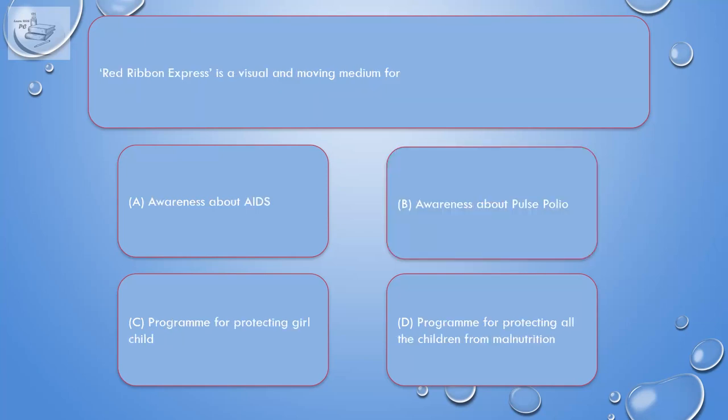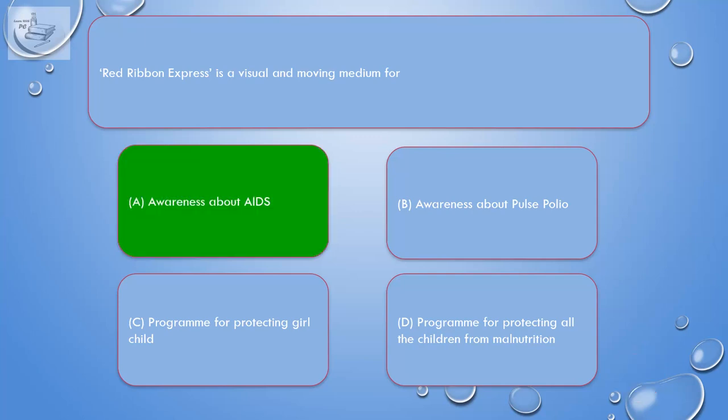Question: Red Ribbon Express is a visual and moving medium for A. awareness about AIDS. B. awareness about pulse polio. C. program for protecting girl child. D. program for protecting all the children from malnutrition. Correct answer is A. awareness about AIDS.